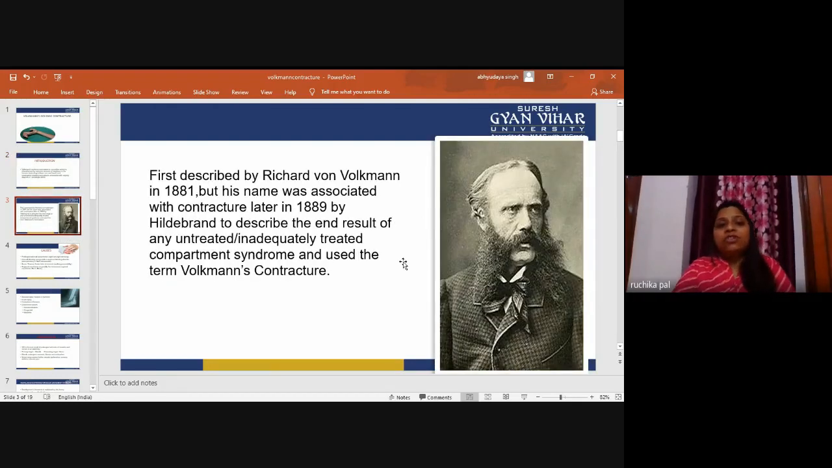Now the history. It was first described by Richard von Volkmann in 1881, that's why it is named Volkmann. But his name was associated with contracture later, in 1889, by Hildebrand, to describe the end result of any untreated or inadequately treated compartment syndrome, and he used the term Volkmann's contracture.